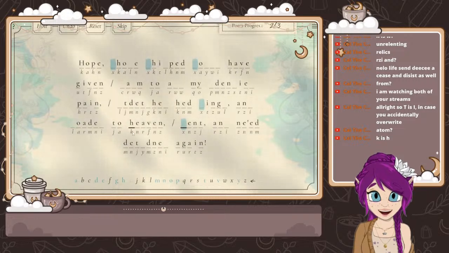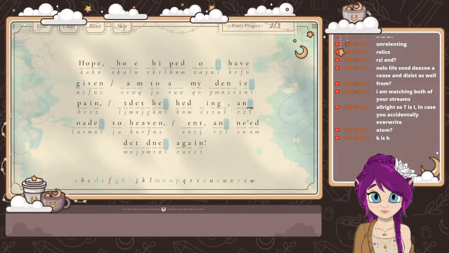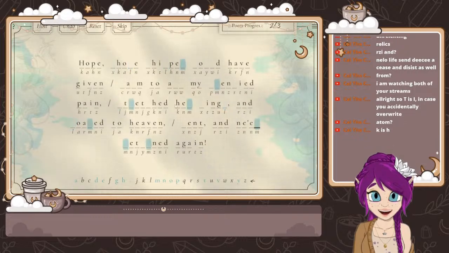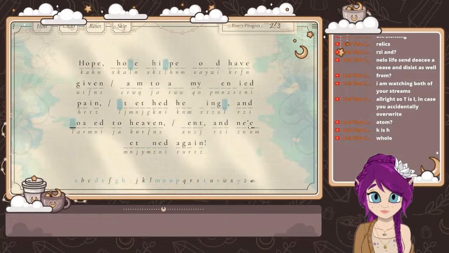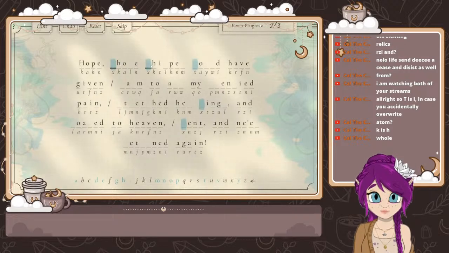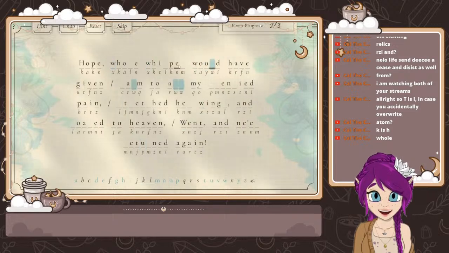K is H. Yeah. And oh, did I overwrite the D? Oops. And oh, I thought this was a D. It's not a D. Hope. Hope. Hole? Wood. Wood? Okay, we could try wood.